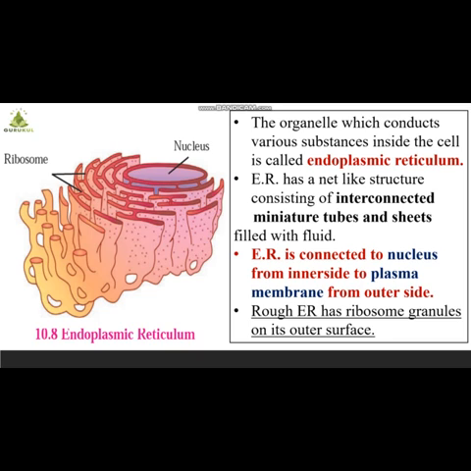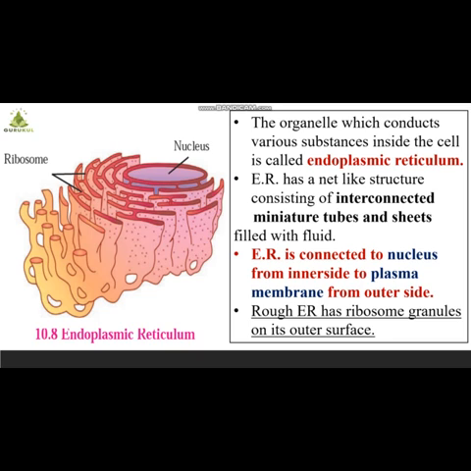So ER, which is a short form of endoplasmic reticulum, is like a net. It is a net-like structure consisting of interconnected miniature tubes and sheets filled with fluid. Can you see? They are all interconnected with each other, the tubes and sheets, and they are all filled with a particular fluid. The inner side of the endoplasmic reticulum is connected to the nucleus, and the outer side is connected to the plasma membrane. Plasma membrane is the outer structure, right? Nucleus is at the center. So this is like a pipeline, like a channel.